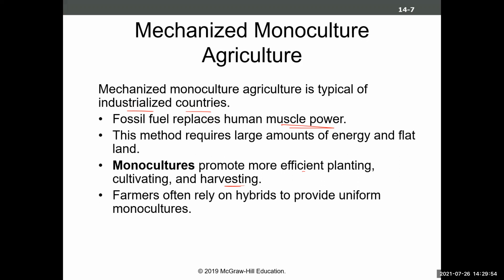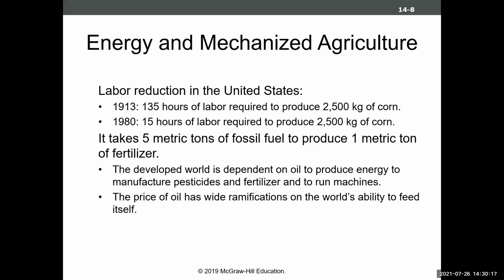And the farmers are actually relying on hybrid crops to provide their monocultures. And these crops have been bred to be high yield crops, to grow during drought-like conditions, to not take as much water, so on and so forth. And so they're really relying on these genetically modified crops in order to be successful in a lot of these areas.